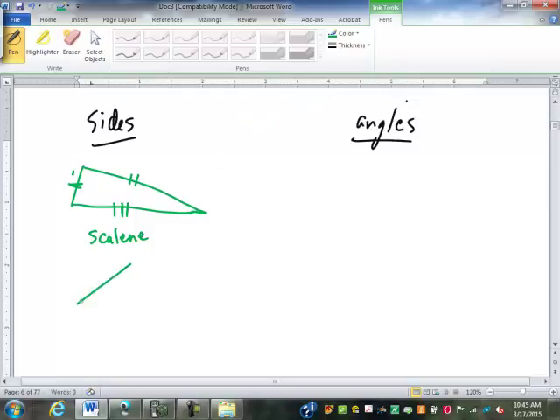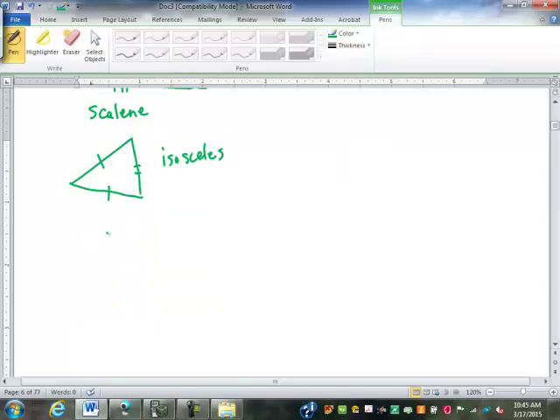I could have a triangle that's marked like this, where those two sides are the same and that third side is different. That's what is referred to as an isosceles triangle. Or I could have a triangle where all three sides are exactly the same, which is called equilateral.